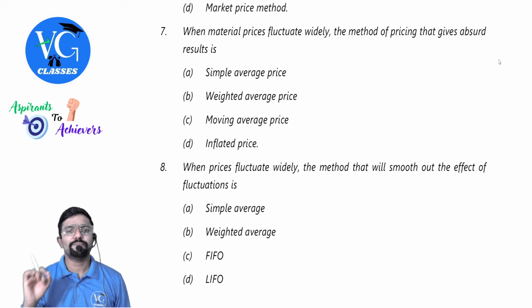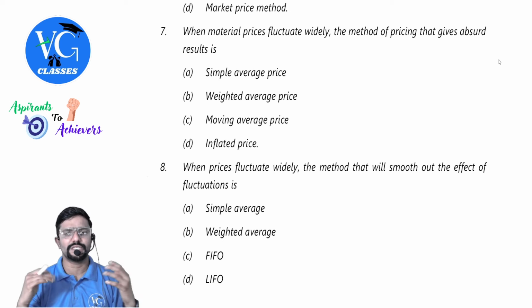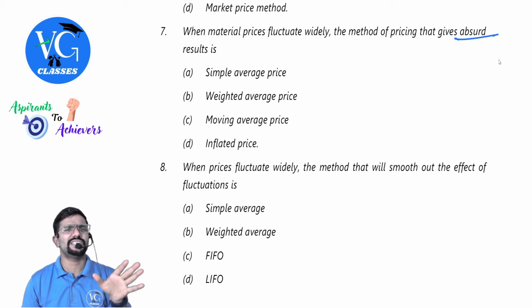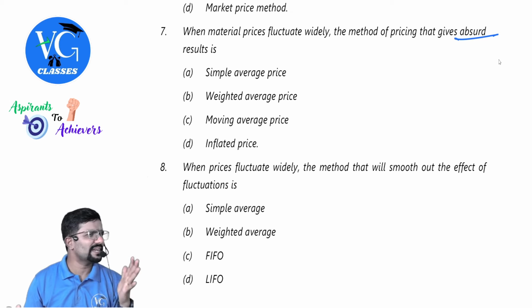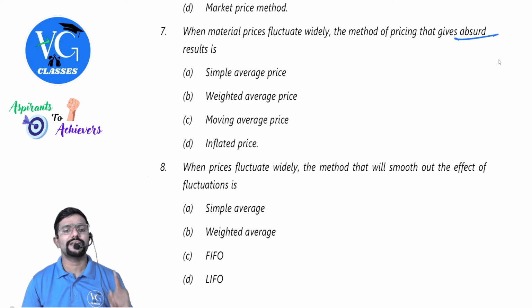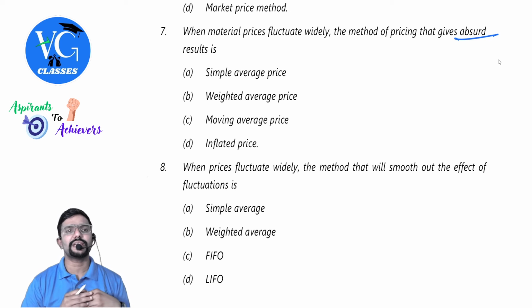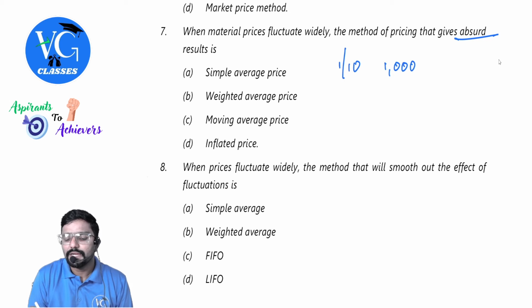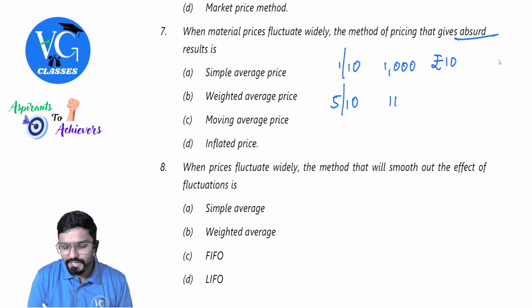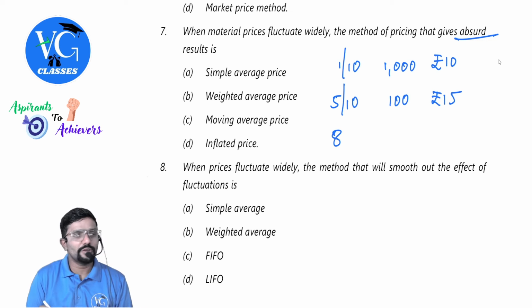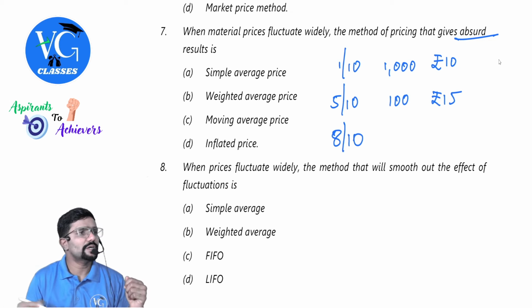Next, when material prices fluctuate widely, meaning too much, the method of pricing that gives absurd results is, absurd meaning illogical, not so correct an answer. We will calculate, but it is not so correct an answer. Which methods are they? Simple average, weighted average, moving average, inflated average. Guys, let me explain this with an example. Assume on 1st October I purchased 1000 kgs at 10 rupees. Then on 5th October I purchased another 100 kg at 15 rupees. Assume on 8th October I am issuing raw material.